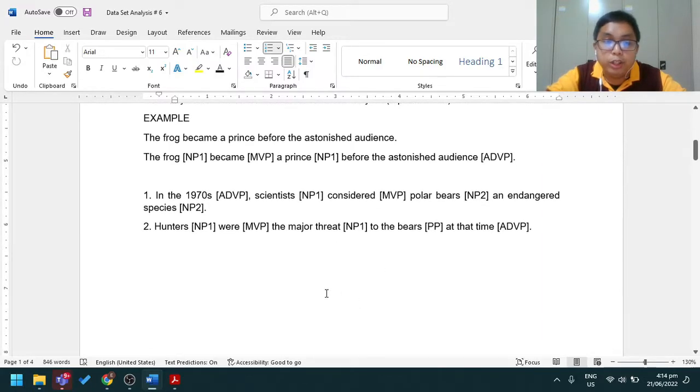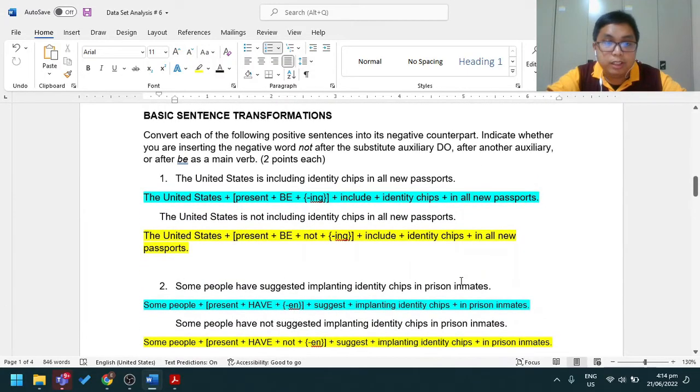As for number 2, hunters were the major threat to the bears at that time. And you can see here now that, again, hunters and the major threat are both the same thing to the bears, which is why they have 2 NP1s. Now let's go to the basic sentence transformations.